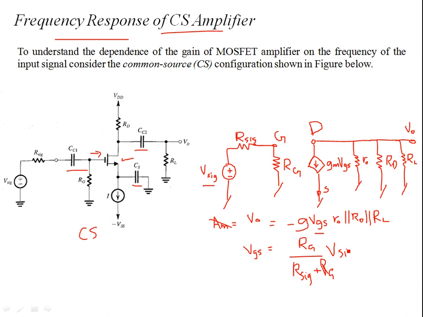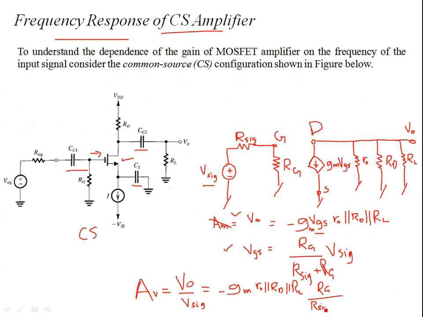If you plug this expression of VGS in terms of V signal into V0, you can derive the voltage gain. I can express the voltage gain AV as V0, the output voltage, divided by the input voltage, that is V signal. Combining the first two equations, this can be written as minus GM, R0 parallel RD parallel RL, multiplied by the voltage divider present at the input, that is RG over R signal plus RG.